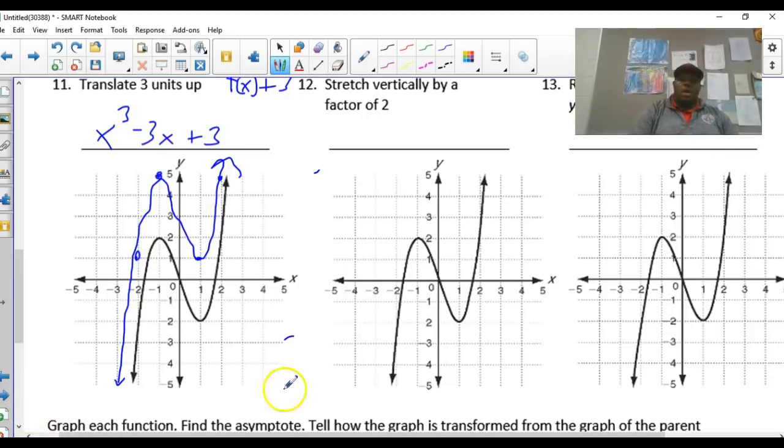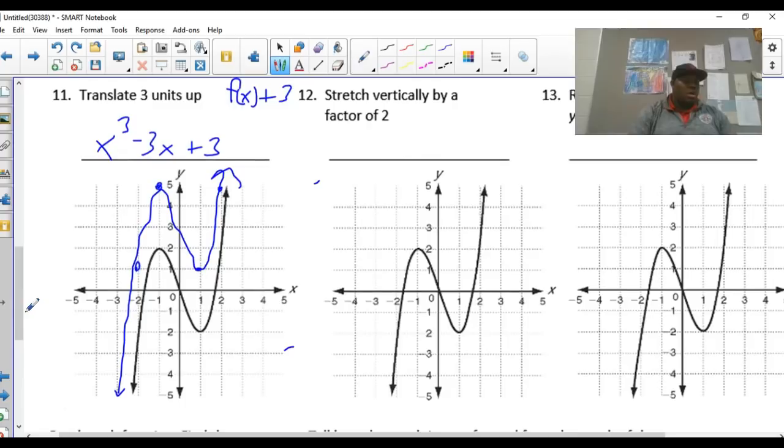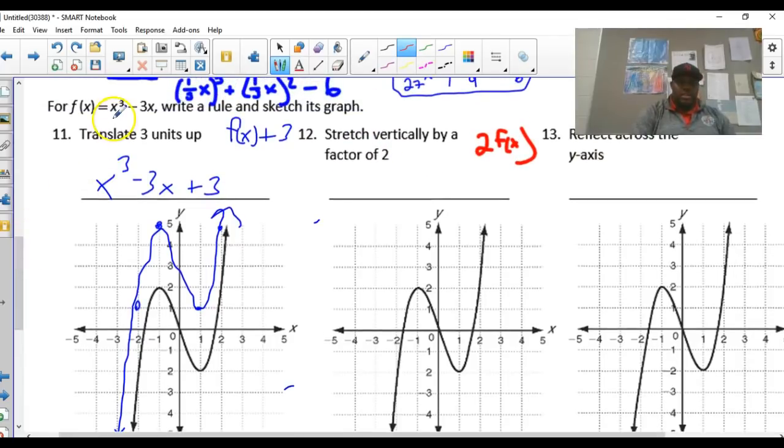So now, this one over here, we're going to vertically stretch by a factor of 2. When you vertically stretch, what you have to do is multiply f of x by 2. So again, f of x is x cubed minus 3x. So I'm going to go 2 times x cubed minus 3x. And what you get is 2x cubed minus 6x, okay?